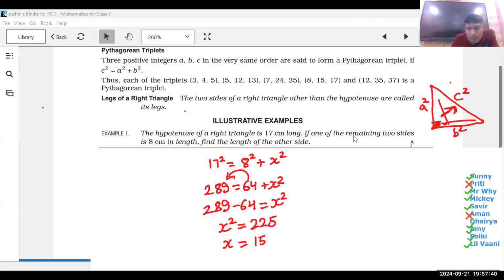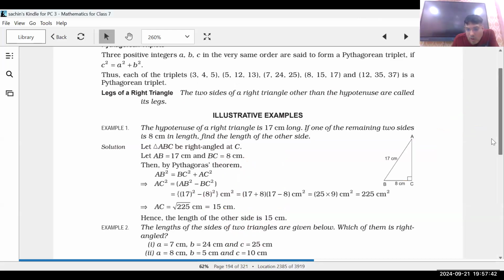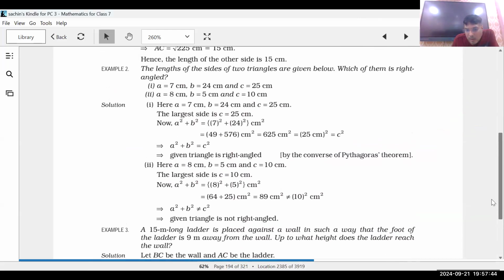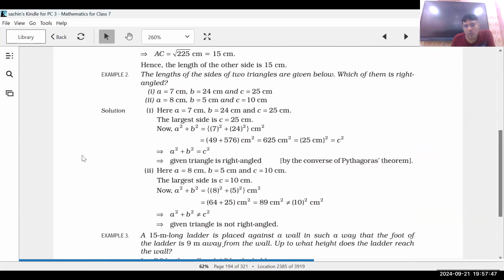So guys, with Pythagoras theorem, we can check also. First, let us do some other question. Okay, example 3. Try this question. After exactly 1 minute, I will show you the diagram.